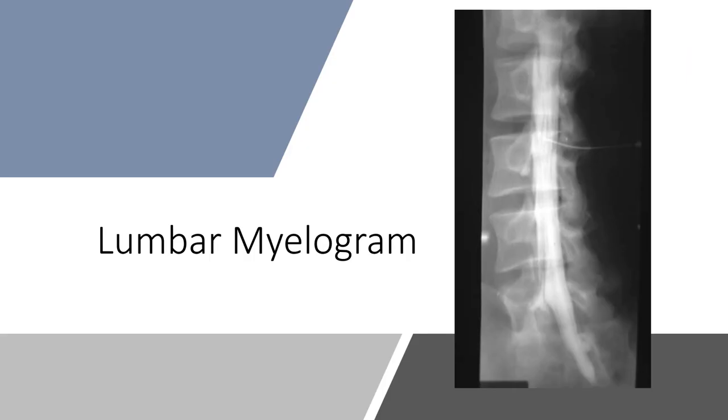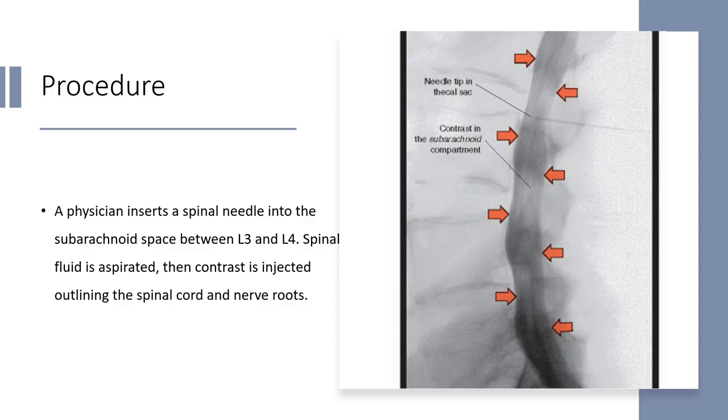Lumbar myelogram. This is an excellent image of a lumbar myelogram. As you can see, the white going through the spinal column is all contrast filled. You can even see the spinal needle still in place. Procedure: a physician inserts a spinal needle into the subarachnoid space between L3 and L4. The spinal fluid is aspirated. The contrast is injected, outlining the spinal cord and nerve roots. As seen here, all the arrows are pointing to the contrast in the spinal column.